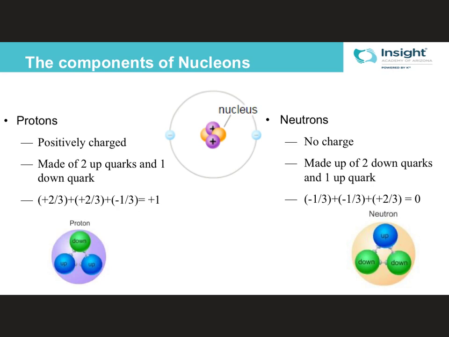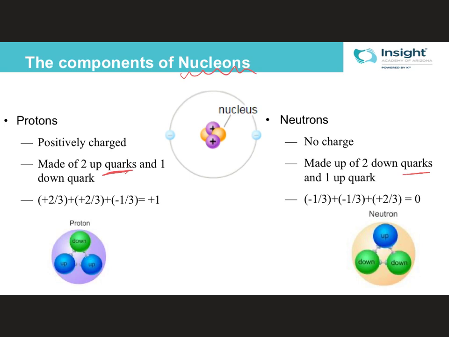So, new terms. This word nucleon refers to any particle in the nucleus. It's a generic term that can mean proton or neutron. And you know what? Protons and neutrons are not the smallest things that make up the atom. There are even tinier things called quarks that make up our protons and our neutrons. There are two types of quarks, up quarks and down quarks. You can see the composition of protons is different than the composition of neutrons, and that's where their charges come from.